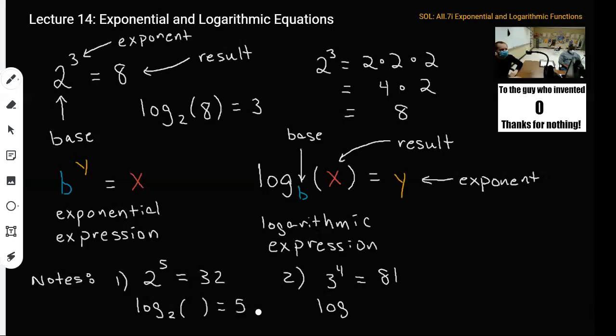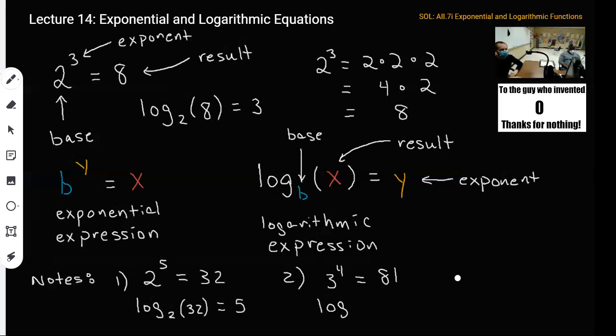The exponent is 5, right? And then the result, the 32, that's what's going to go inside parentheses. So log base 2 of 32 is equal to 5. So this is basically saying, what power do I have to raise 2 to so that I get 32? So I have to raise 2 to the 5th power to get 32. So my answer for that would be 5.